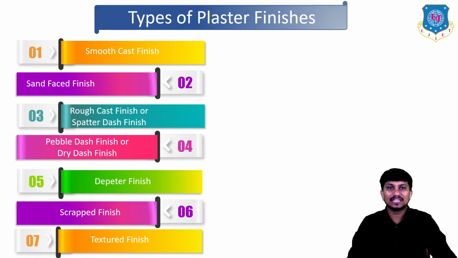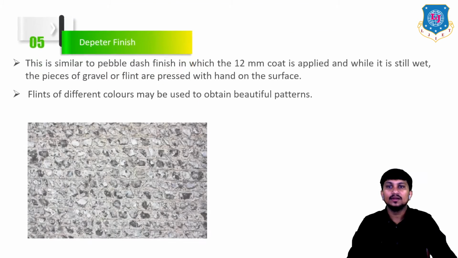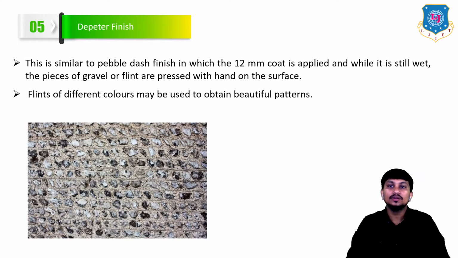The fifth type of plaster finish is dapped finish. This is similar to the pebble dash finish, in which the 12 mm coat is applied first, and while it is still wet, pieces of gravel and flint are pressed by hand on the surface. Okay, these flints of different colors may be used to obtain beautiful patterns on the wall. Okay, this is how dapped finish looks like.